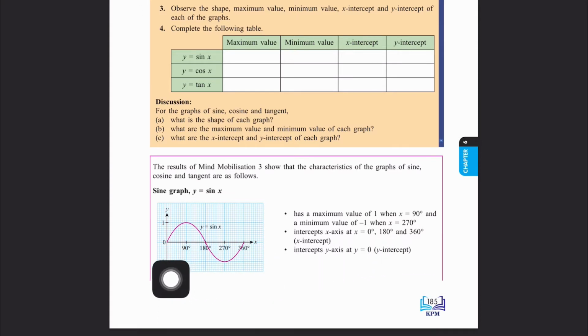Dia memotong pada paksi x pada 0, 180 and 360. And it intercepts the y-axis at y equals 0, the y-intercept. Dan dia memotong paksi y pada y equals 0. So ini adalah for y equals sine x. Nampak bentuk dia pun macam S kan?